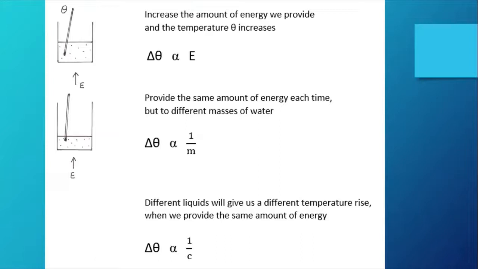Now, different liquids, indeed different solids, different gases, will give us a different temperature rise when we provide the same amount of energy. And I'm saying delta theta is proportional to 1 over c. What is this to do with? Well, it's to do with the number and the mass of atoms, the nature of the bonding between the atoms in that material, but I'm going to gloss over that for the moment for the purposes of A-level physics and IB physics.